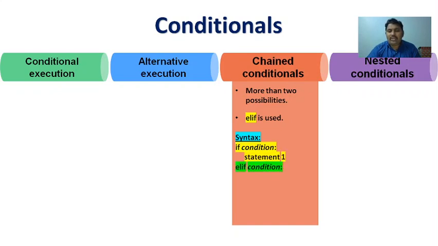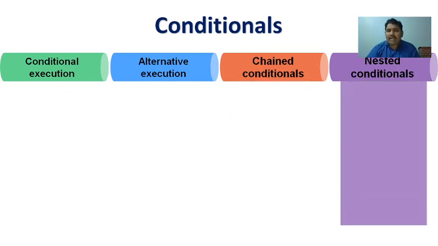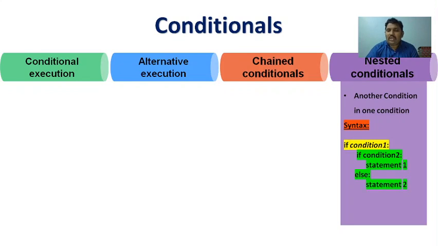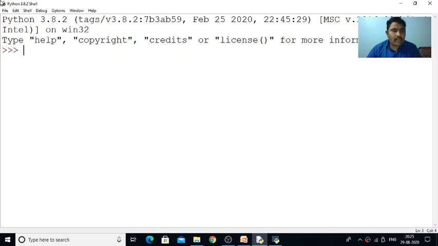After the if condition you can also go with elif. Like that you can use any number of elif conditions, and finally you can go with the else part. So this is how we can write chained conditionals. And the next one is nested conditions. Nested conditionals means that within one condition we can have another condition. So that is how we can execute them. I will show you how to execute these conditionals by using a program.